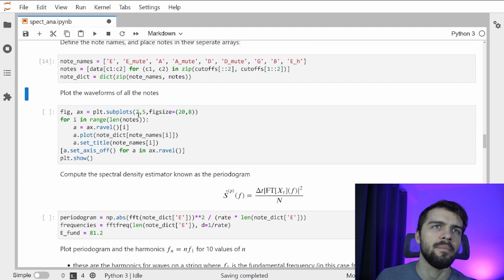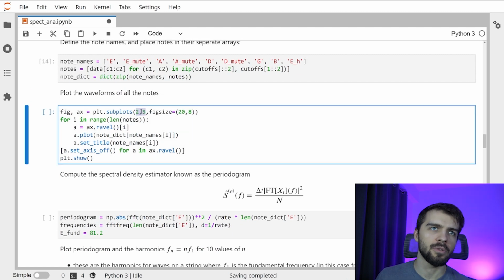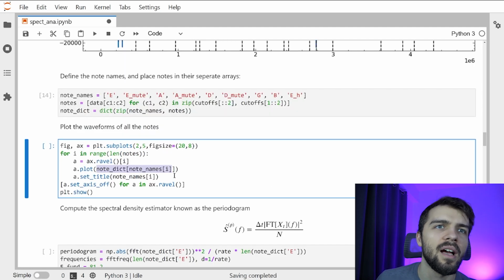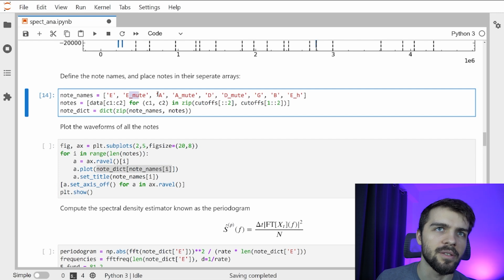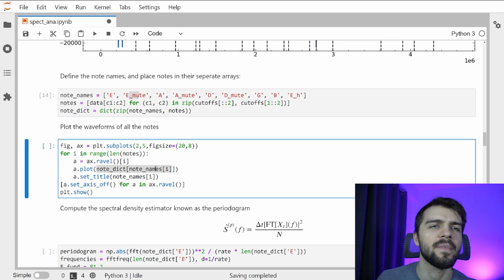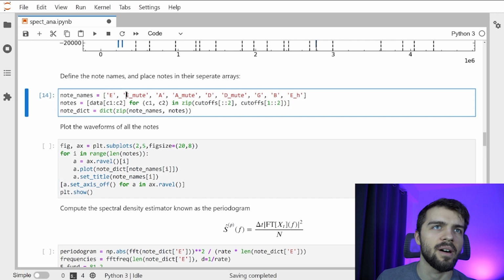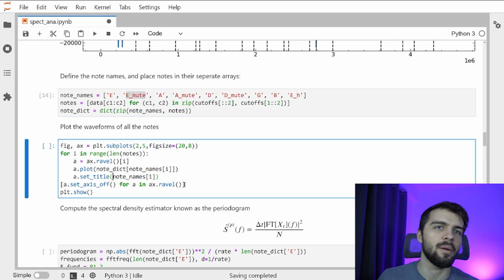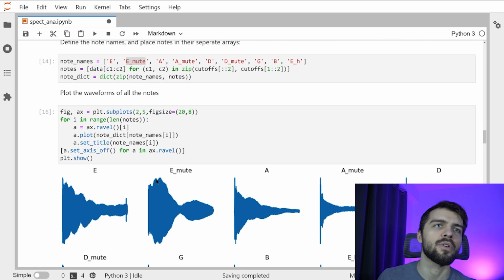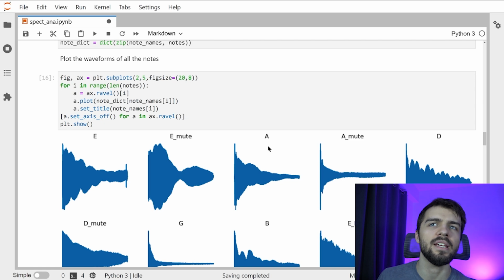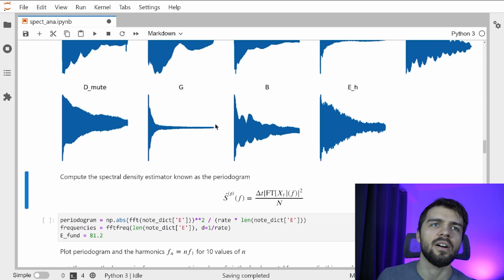So I make a 2x5 plot, 2 rows, 5 columns, and I select the axis that I want to plot on, and I plot the ith note, right? So there's 10 notes here, or 9, and I just iterate through. I just go in whatever order that is. I set the title equal to that name, and I set the axis off just so there's not a lot of clutter. And I can look just at the waveforms here. So here's my E, my muted E, my A, my muted A, D, all this fancy stuff here.